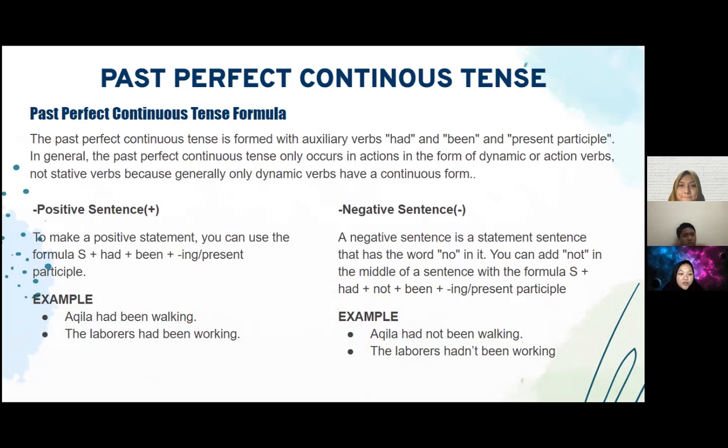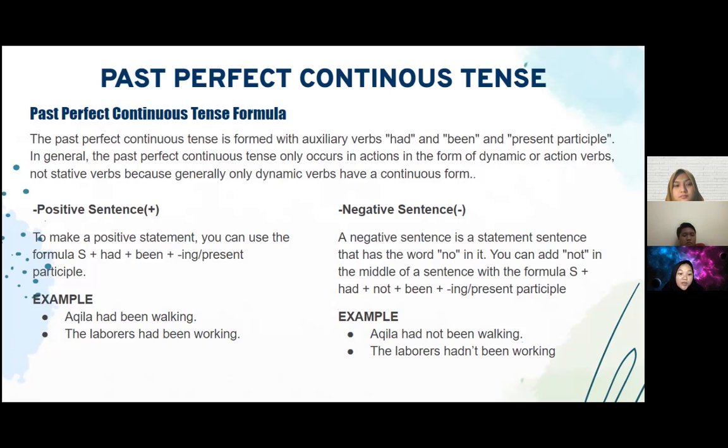Past perfect continuous tense formula. The past perfect continuous is formed with the verbs had and been and the present participle. In general, the past perfect continuous tense only occurs with dynamic or action verbs, not stative verbs, because generally dynamic verbs have a continuous form.